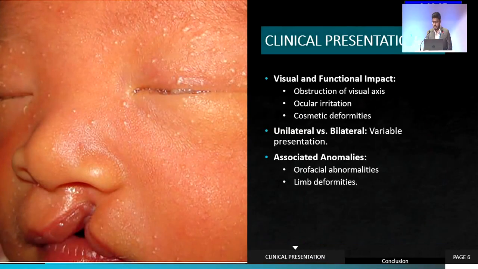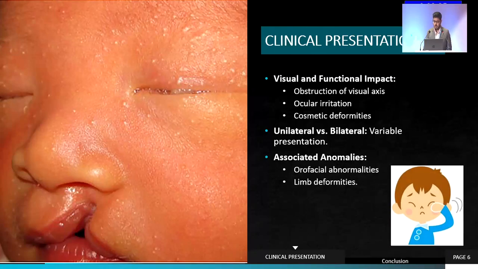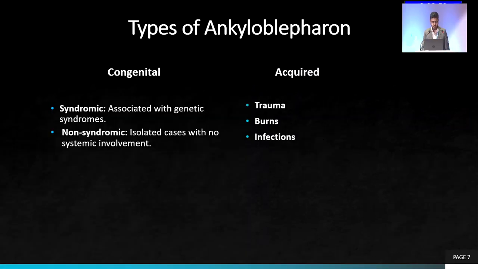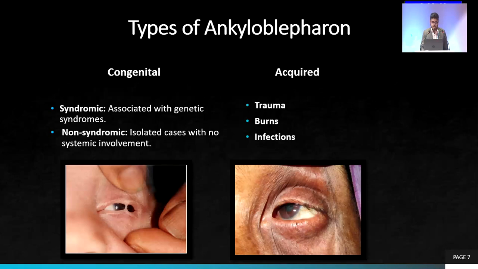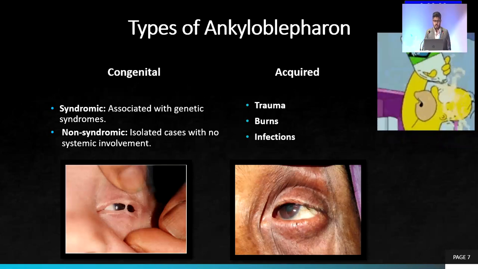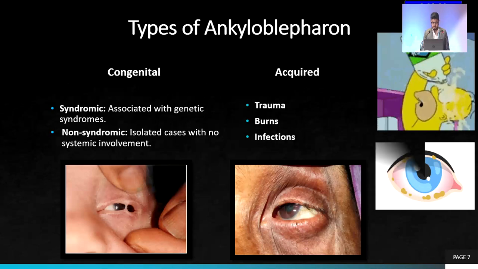Clinically, they may cause visual axis obstruction, ocular irritation, and cosmetic deformities. They may present bilaterally or unilaterally and may have orofacial or limb deformities associated with them. Grossly, they can be divided into congenital or acquired cases. Congenital cases are present at birth and may have syndromic or non-syndromic associations, whereas acquired cases present late in life and may be caused by trauma, burns, or ocular infections.